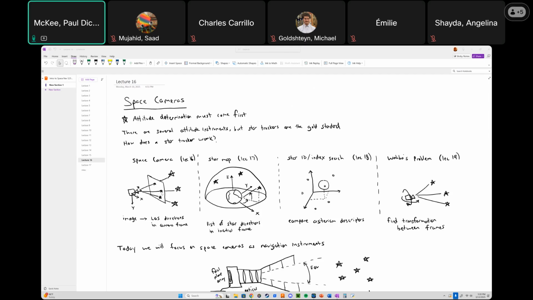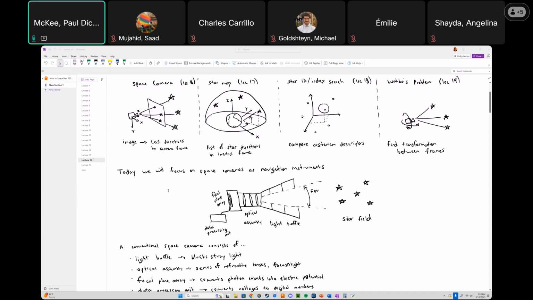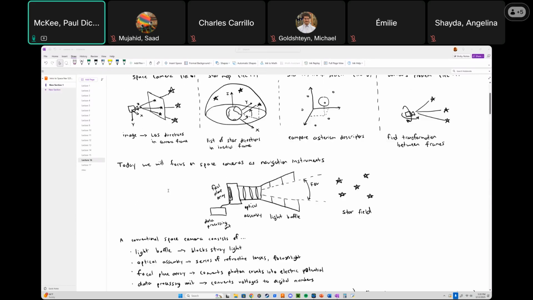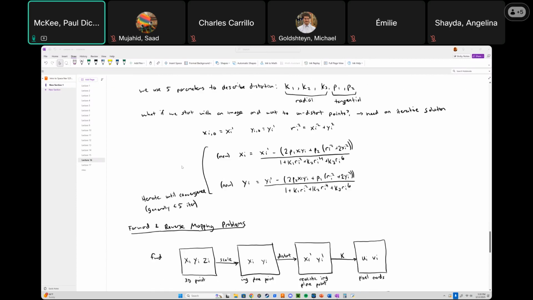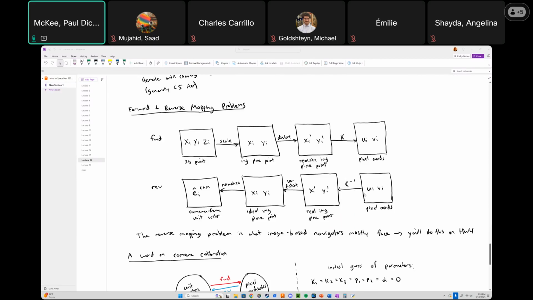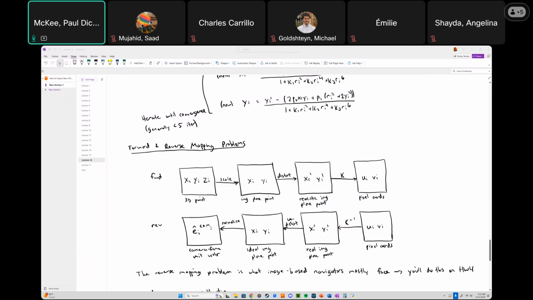So today we're back to talking about getting stars out of images, and I kind of skipped over some important steps. I talked about how to go from pixels in an image to stars to directions in 3D space. This is the reverse mapping problem, and we have all the equations to do this. We start with pixel coordinates. We apply the inverse of the intrinsic matrix to get points on the image plane. We take care of the distortion using the Brown-Conrady equations. And once we have an undistorted point, we can normalize it to get a unit vector in the camera frame.